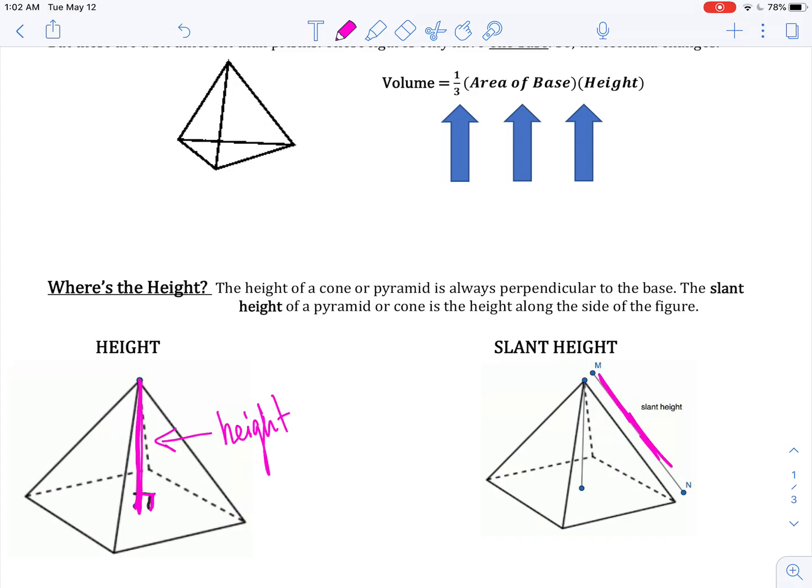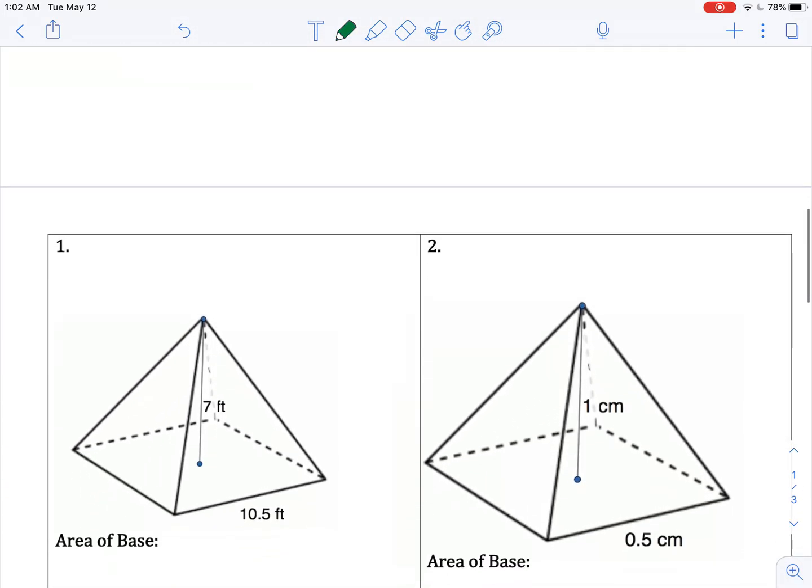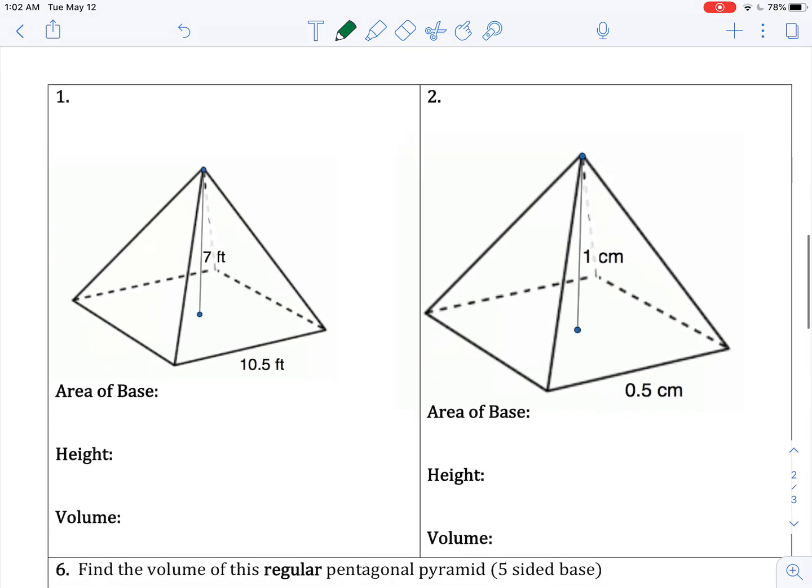Sometimes you might see the slant height, which is the slanted height, as the name implies. That's not the same thing as the height. Just like the hypotenuse of a triangle is not going to be equal to this leg. It just won't be the same measure. So be careful about the height versus slant height. That's more of a cone thing, but I thought I'd bring it back up anyway. So again, our volume is 1/3 area of the base times the height.